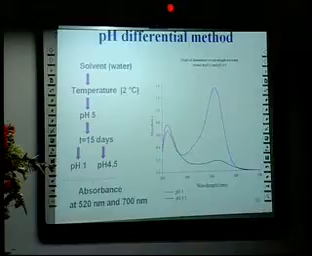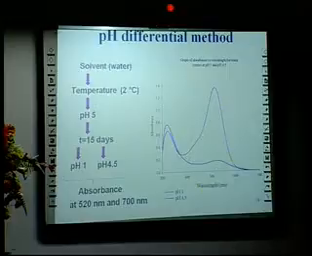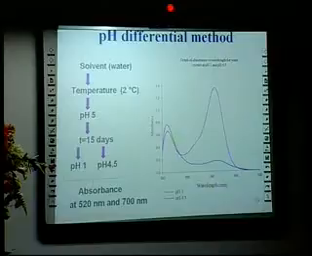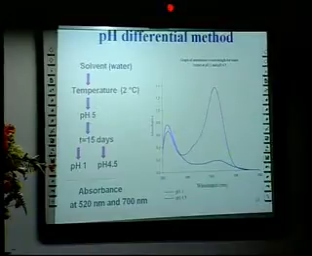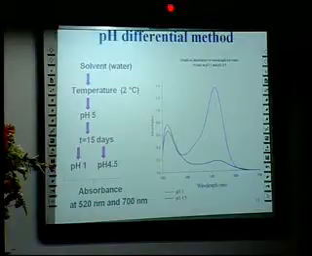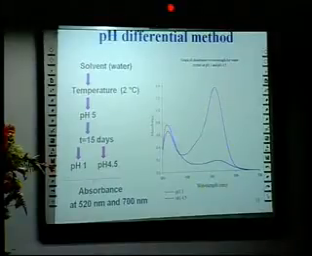This is the graph of absorbance against wavelength for the water extract at pH 1 and pH 4.5. The pH 1 solution contained monomeric anthocyanin, polymeric anthocyanin as well as turbidity. When we consider the pH 4.5 solution, it contained only polymeric anthocyanin and turbidity.